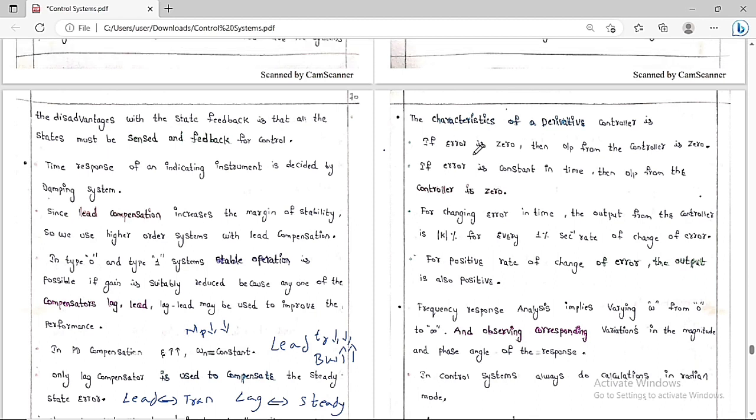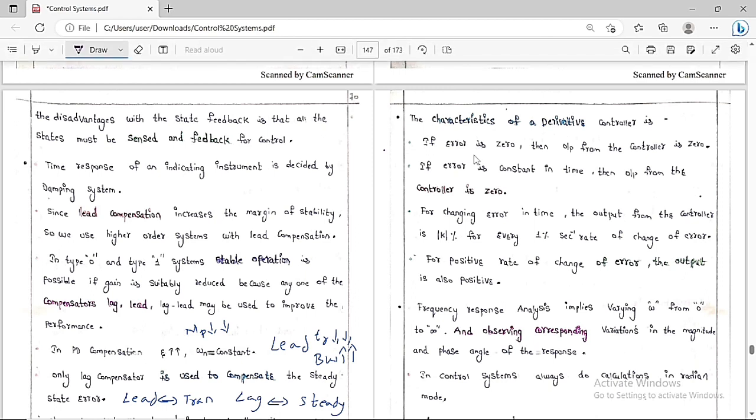Now we are going to discuss the other point, which is the characteristics of a derivative controller. If the error is 0, then the output from the controller is 0. Yes, the derivative of 0 is equal to 0. So what is the meaning of a derivative controller? The output is the derivative of the input. That is the reason it is called a derivative controller.